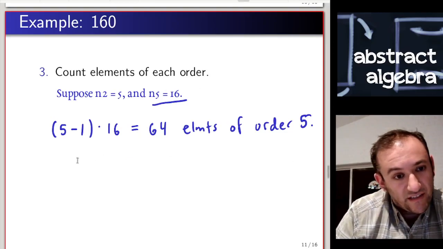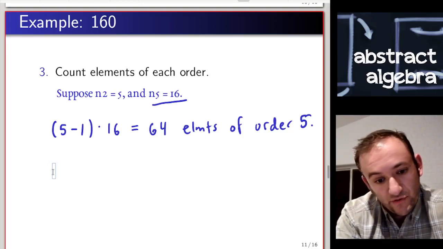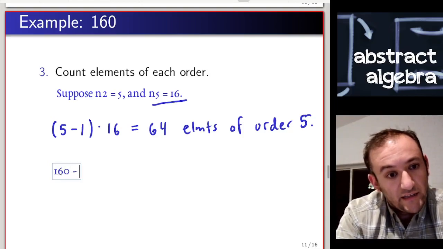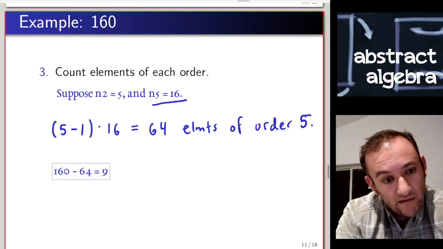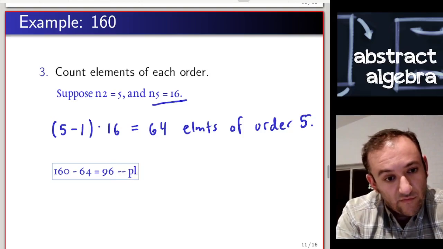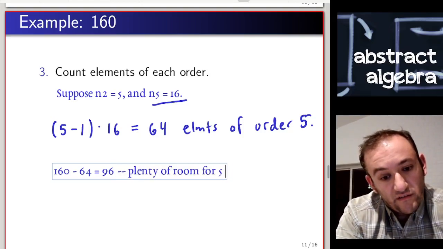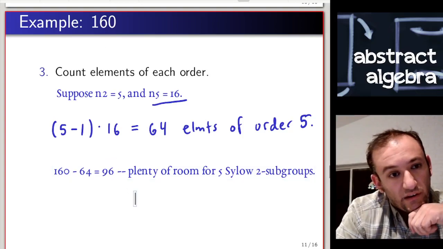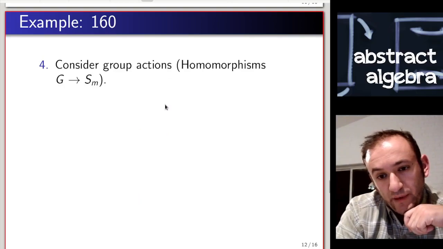That still leaves plenty of room for the Sylow 2 subgroups. So 160 minus 64 is 96. Plenty of room for 5 Sylow 2 subgroups. Okay, so that's not quite working for us. But let's instead think of possible group actions.